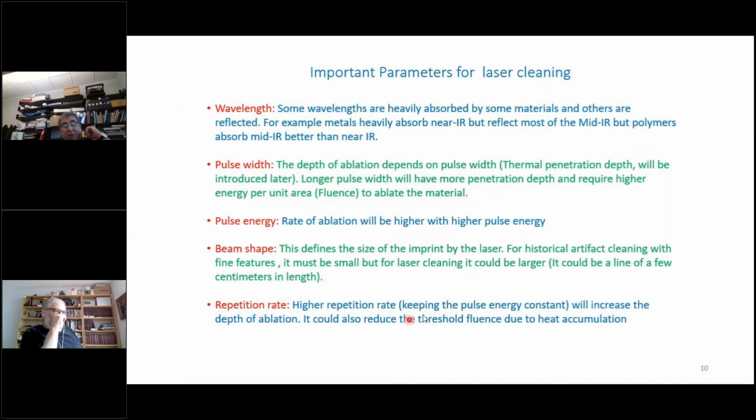And repetition rate affects it. It will increase the depth of ablation because of thermal effects. So for the same pulse energy, if you have higher repetition rate, there's accumulation of heat, and that would reduce the threshold fluence due to heat accumulation.